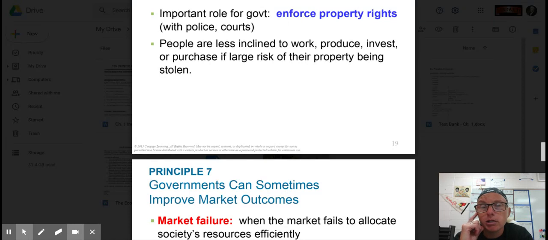I'll give you another example. In Chicago and in many places where we saw a lot of the looting over the summer, you see businesses that are looking to leave because they are not inclined to invest or produce or even work in those areas when their property is constantly getting stolen.